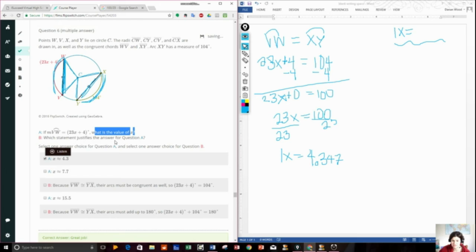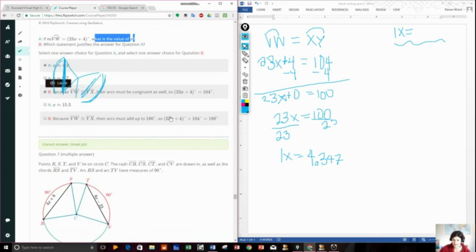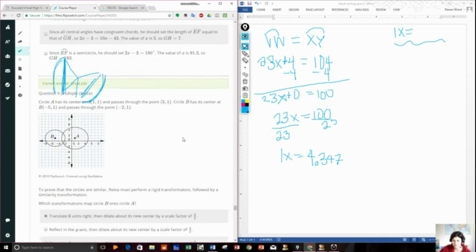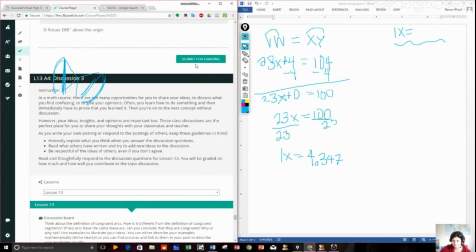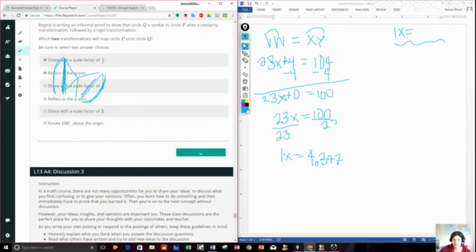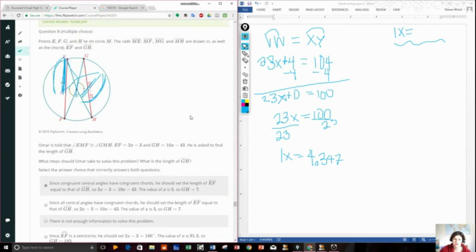Which statement justifies the answer for question A? Is it because chord VW is congruent to chord XY, their arcs must be congruent as well, so 23x plus 4 equals 104? Yes, that was exactly the reasoning why we used it, so we're going to check that. Submit it for grading and make sure.